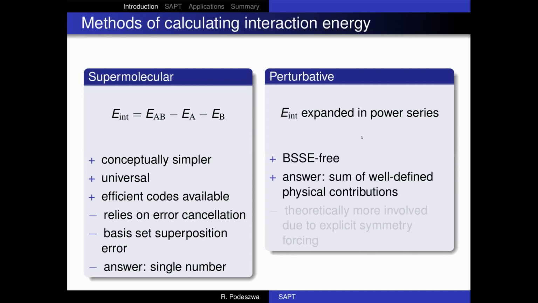On the other hand, in the perturbative approach, it's basis set superposition error-free. You are more flexible with the basis set. And also you get not only total interaction energy, but also physical contributions. Well, the main disadvantage is that it's theoretically more involved. It's particularly due to symmetry forcing. It makes all the formulas more complicated and more difficult to program. So it's not as simple as supermolecular approach.